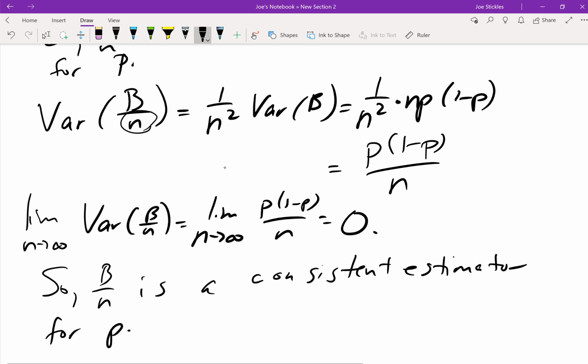So that part was the second part? That was the second part. Yep, that was part 2. First part was showing it was unbiased. Second part was showing that it's consistent.